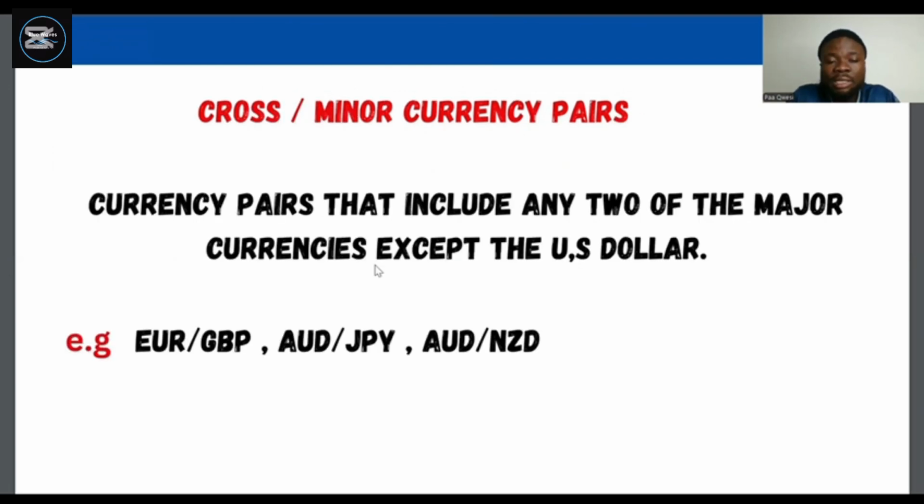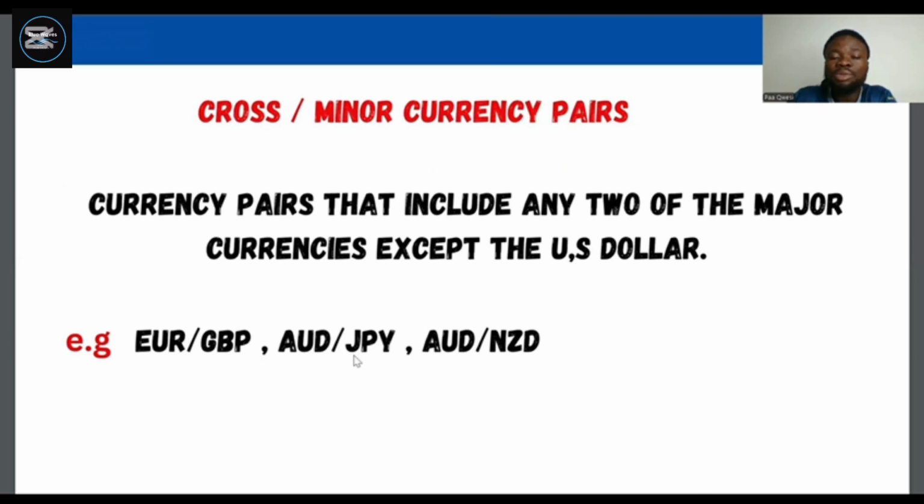So excluding the United States dollar, we have 7 major currencies. We include the euro, GBP, AUD, JPY, NZD, CAD. So we have 7 major currencies, excluding the United States dollar. Pairing these 7 currencies is what we call cross currency pairs. So we have the euro, GBP, AUD, JPY, NZD. These are all major currencies.